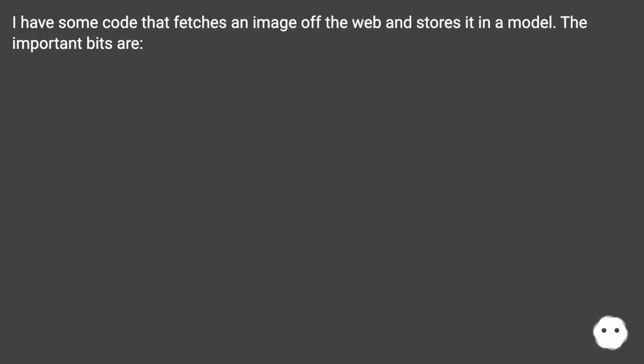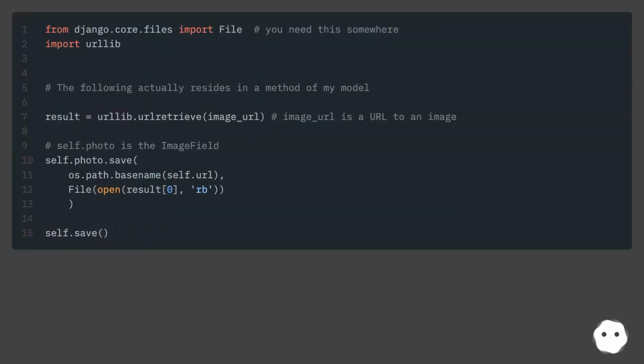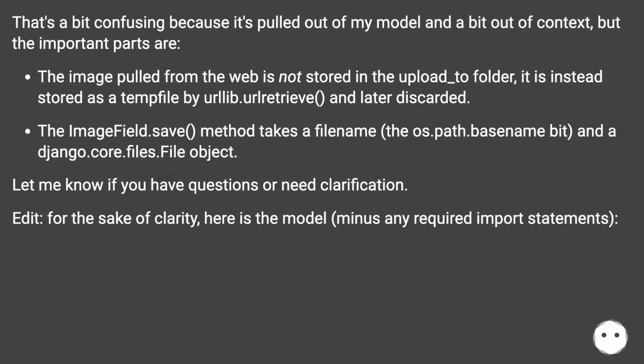I have some code that fetches an image off the web and stores it in a model. The important bits are: that's a bit confusing because it's pulled out of my model and a bit out of context, but the important parts are: the image pulled from the web is not stored in the upload_to folder, it is instead stored as a temp file by urllib.urlretrieve and later discarded. The ImageField.save method takes a file name, the os.path.basename bit, and a django.core.files.File object. Let me know if you have questions or need clarification.